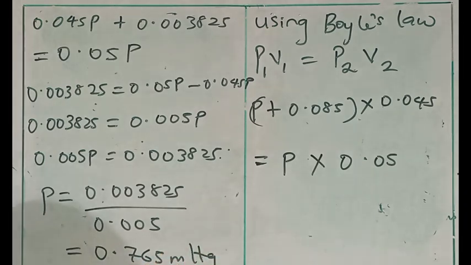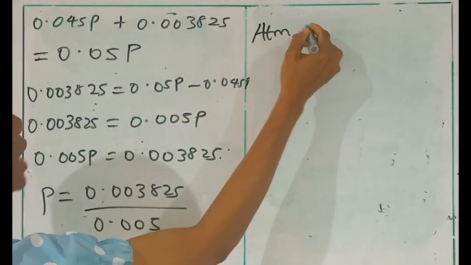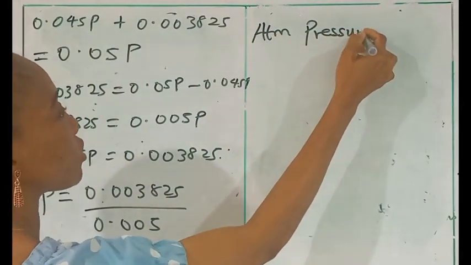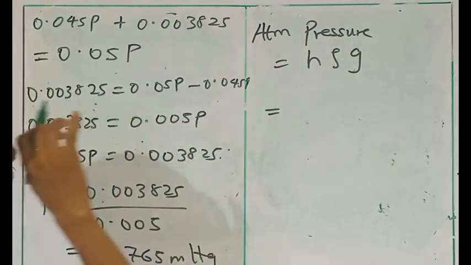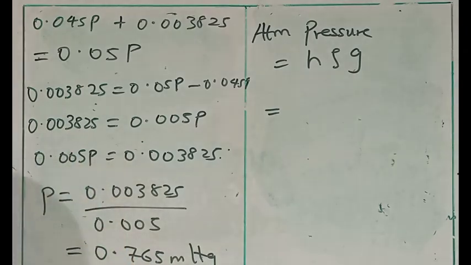0.765 meters of mercury. That's the value of the pressure. So if we want to convert it to millimeters of mercury, remember that pressure is equal to h rho g. So we'll go on and have it that atmospheric pressure is h rho g. Rho is the density that was given. So we'll use this height.